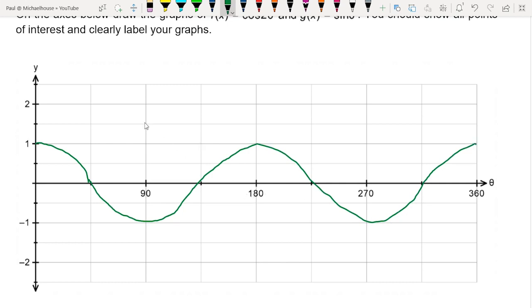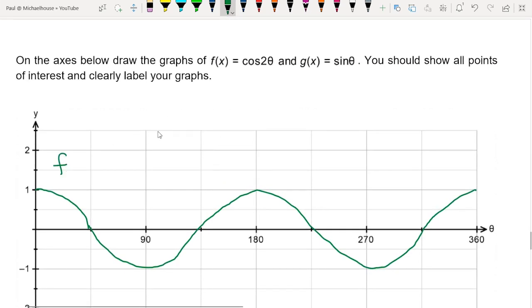Okay, let's look at the other one. So that's f of x. The other one is sine theta, just a regular sine graph. Let's quickly draw that one. Remember, a regular sine graph starts at 0.